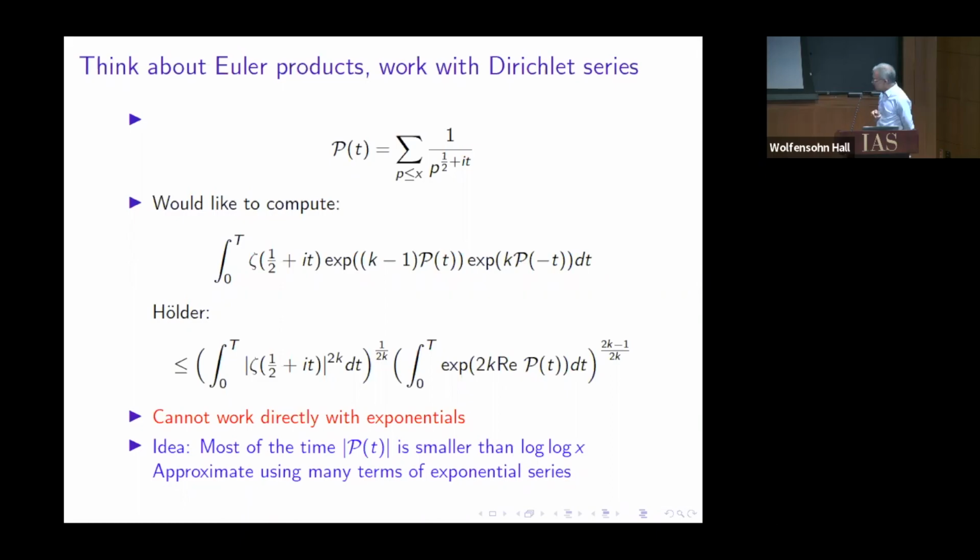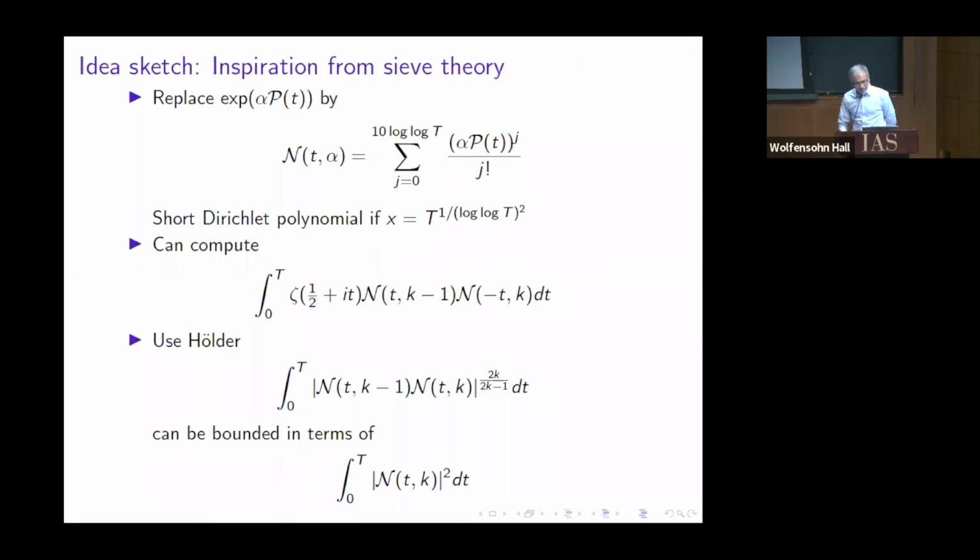But if I pretend that the sum over primes is not very big, then what I could do is replace the exponential by its Taylor series approximation going up to some point beyond where I know that the prime sum goes. Okay, so now this has the advantage that it really looks like the exponential, but in reality, it's a short Dirichlet polynomial. If I think of x as being a very small power of t, this is still a very, very short Dirichlet polynomial. And now I can compute everything I want.